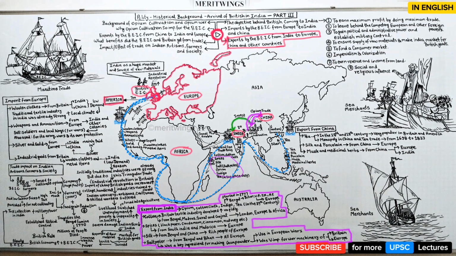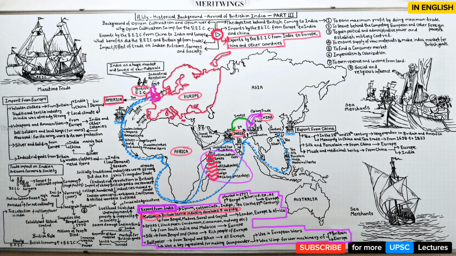So friends, at this time, spices, cotton cloth, silk, salt, opium, indigo and other items were sent to Europe from India by the British East India Company. Along with Indian spices and silk, there was a huge demand for Indian cotton in Europe at this time, due to which Britain's textile industry also developed rapidly.